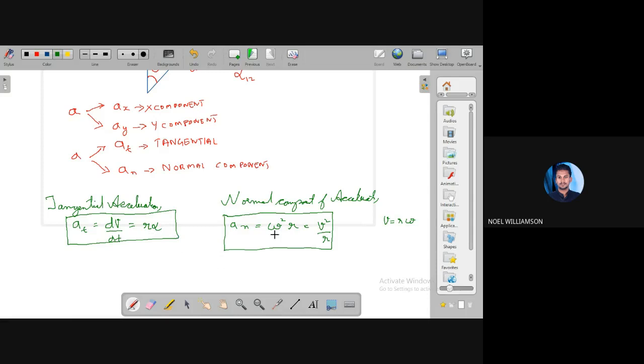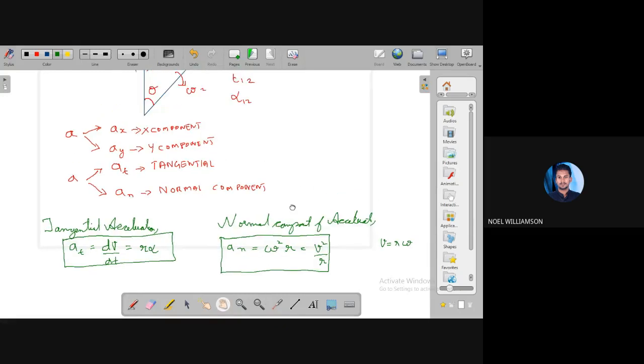So these relations you just learn by heart. For tangential acceleration, at equal to r alpha, or dv by dt. We use these two relations for certain problems. And for the normal component of acceleration, we use these two relations: omega square r, and if we substitute this value, we'll get v square by r also. So according to the given data, you can use either of the equations. So just note down these relations.